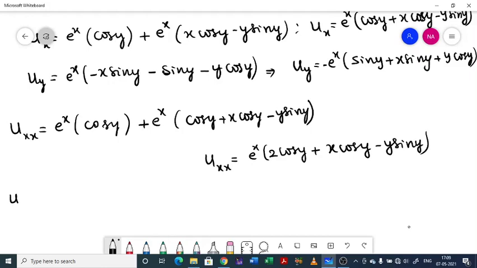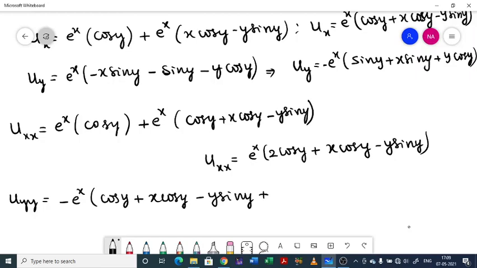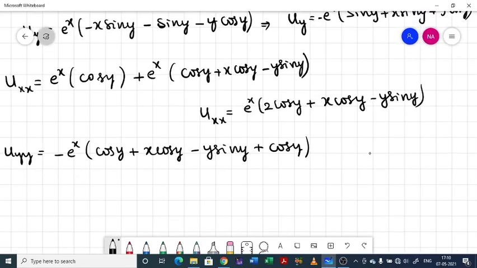Now u double y equal to minus e power x times sin y, differentiating we will get cos y plus x sin y, it will be x cos y, plus y into the derivative of cos y, so it will be minus y sin y, plus y into, cos y into the derivative of y which is 1, so plus cos y.